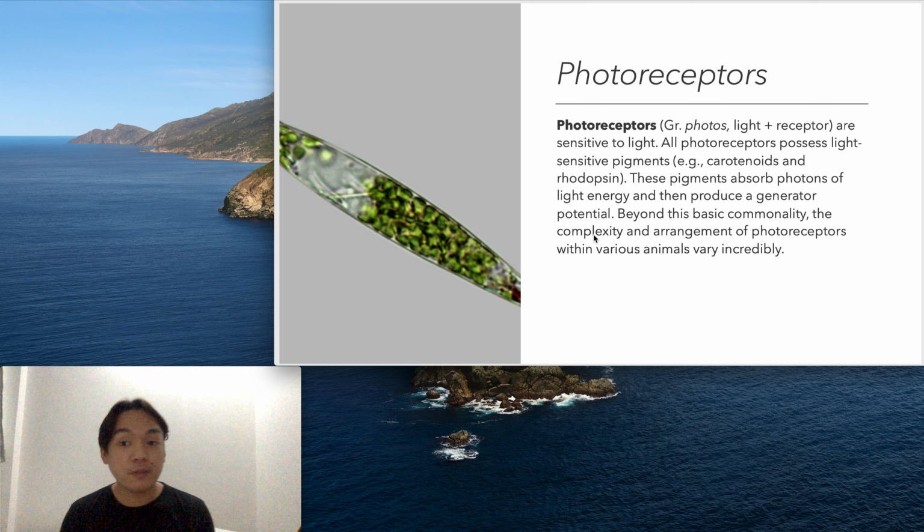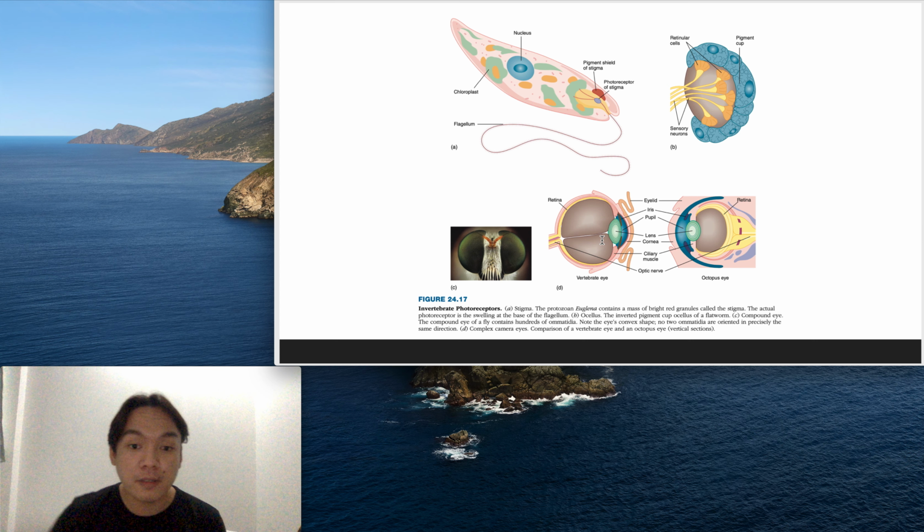Photoreceptors are next. These are in animals that are sensitive to light. They have light-sensitive pigments, which we call carotenoids and rhodopsin. These absorb photons from the light and then produce a generator potential. There are a lot of animals with photoreceptors, and incredibly they vary in number. So here are the examples.